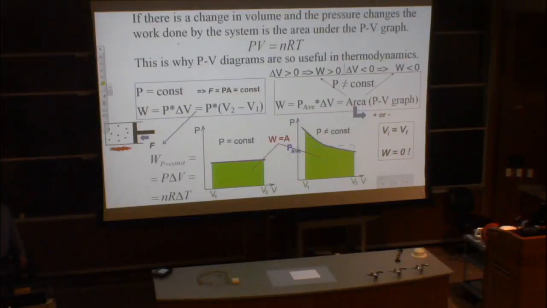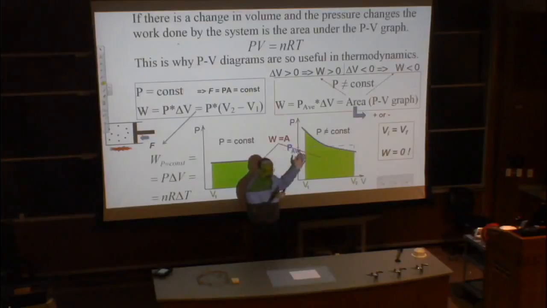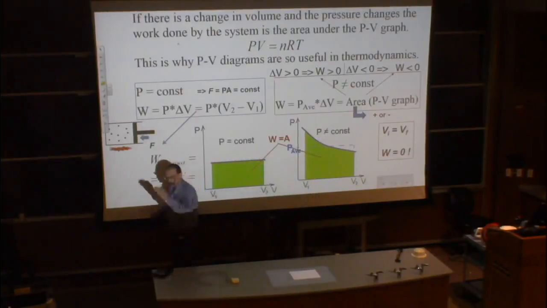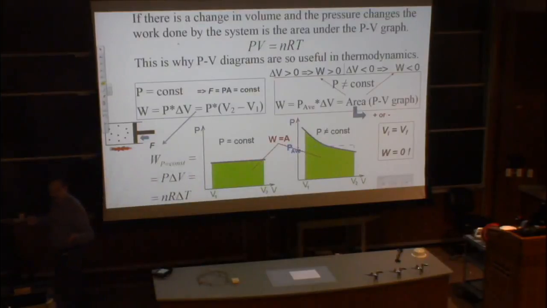There is always an average pressure. If pressure changes, there is always the average pressure. And if we know that average pressure, we can apply this equation as well. It still will be equal to the total area. Of course, we will not need to use this approach for some complicated graphs. As long as it's a straight line, we know what to do. For any linear graph, we always can calculate the area. It could have been a triangle or trapezoid, you know. That's it.